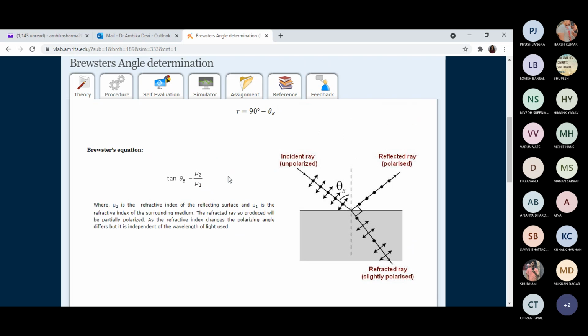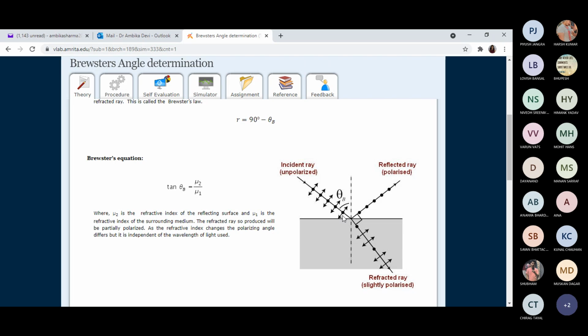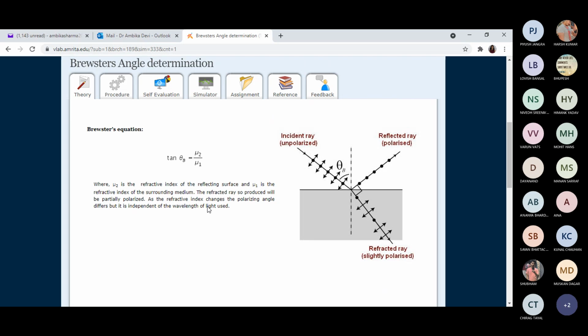Okay, so this angle is related to the refractive index of the material at the interface, and the relation is tan theta b is equal to mu2 upon mu1, where mu2 is the refractive index of the material upon which you are making the light incident, and mu1 is the refractive index of the medium which is above the material. So if the medium above is air, then this should be 1.